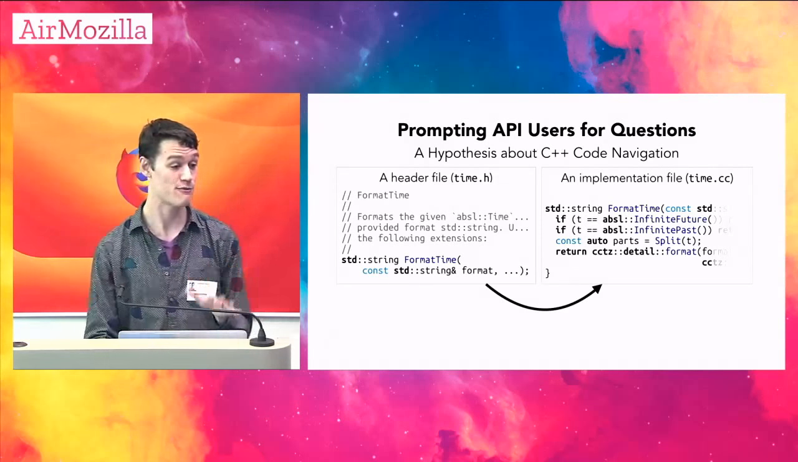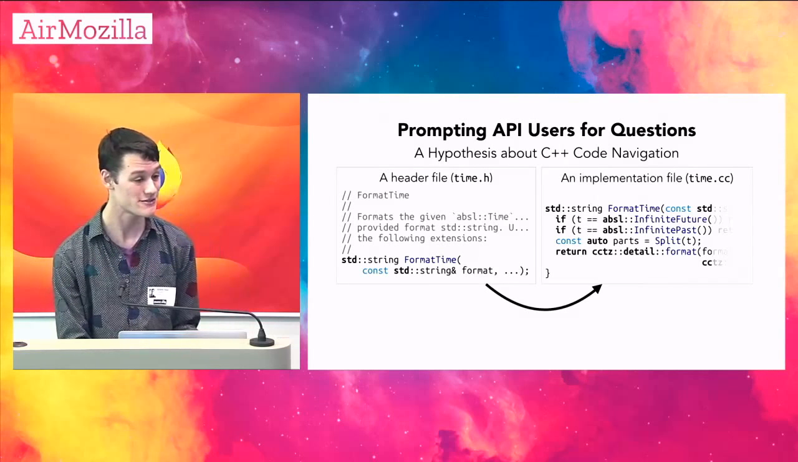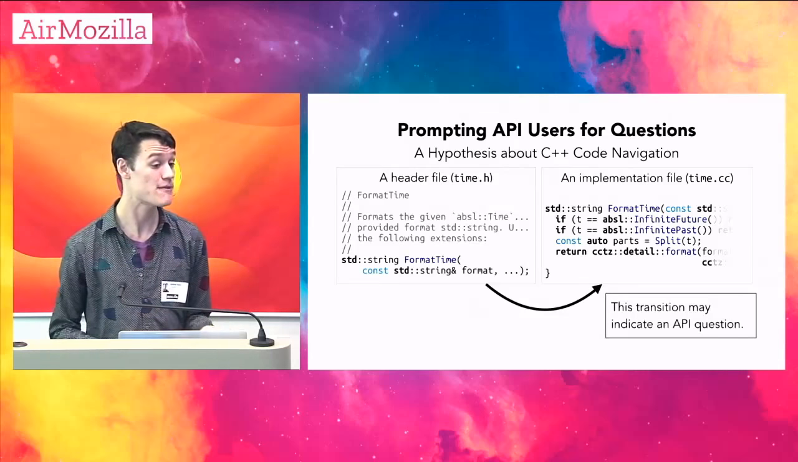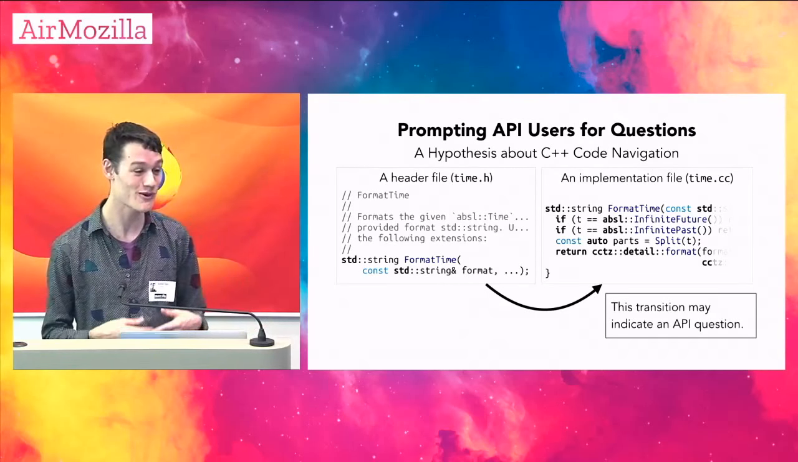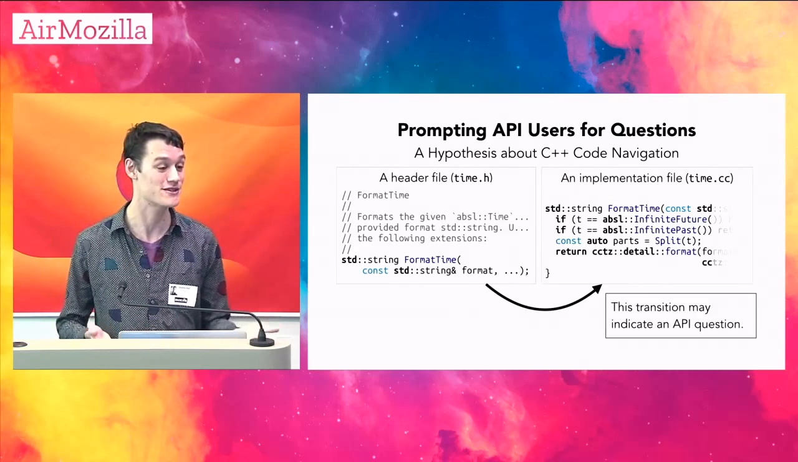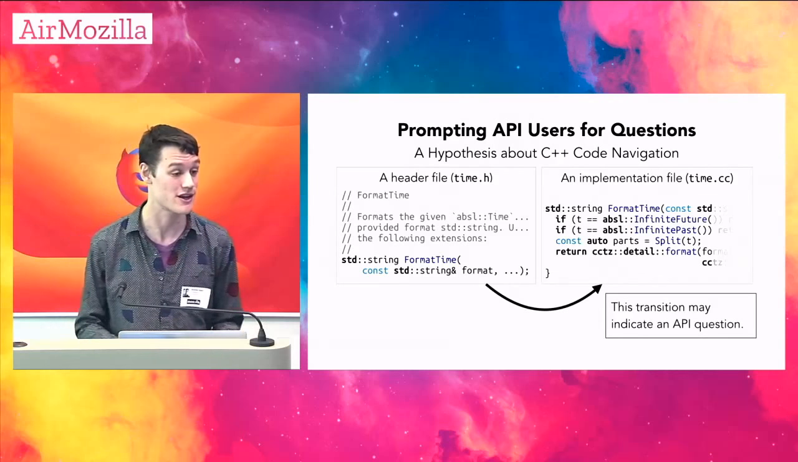Our hunch was that if programmers left these header files to open up implementation files, that might indicate that they have API questions, like those ones about what do these arguments do? Or will this crash if I pass in a parameter of a certain type? That might indicate that there's some questions that are being unanswered by the existing documentation.